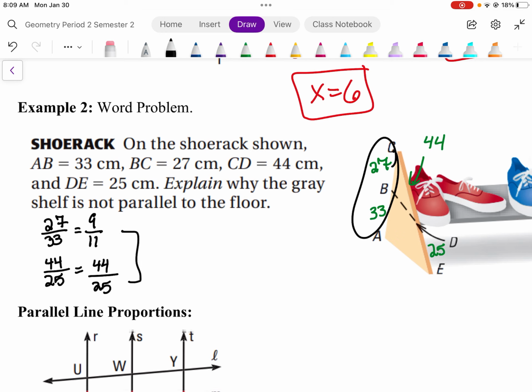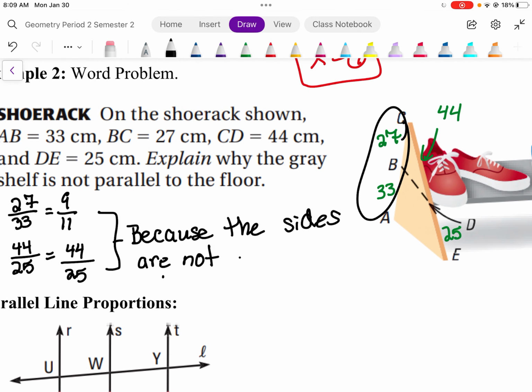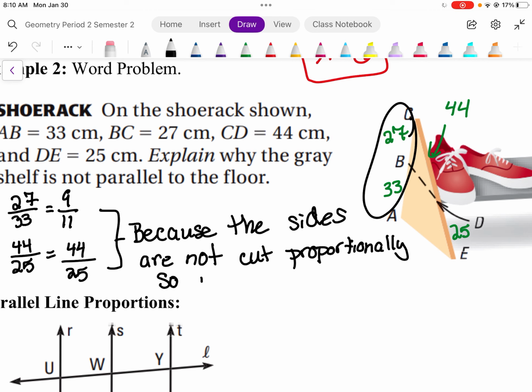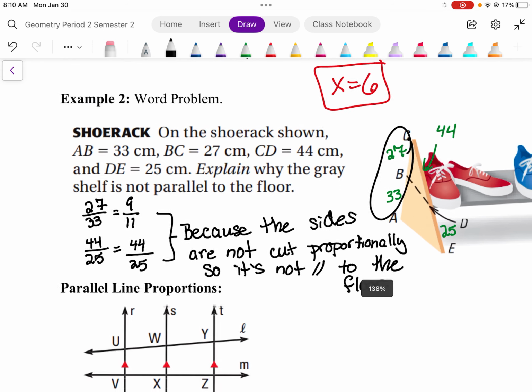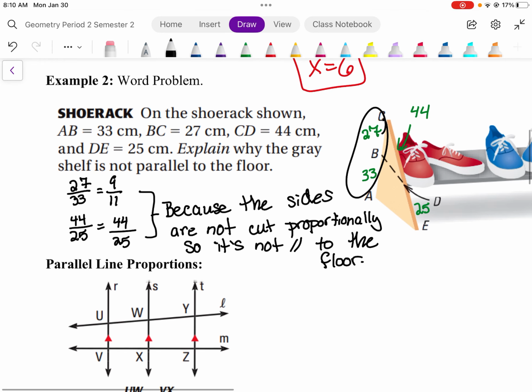So because these two are not equivalent, it means the sides are not proportional. Or another way to phrase it, the sides are not cut proportionally. So it's not parallel to the floor. So you can also use this to tell whether or not two lines are parallel with each other.